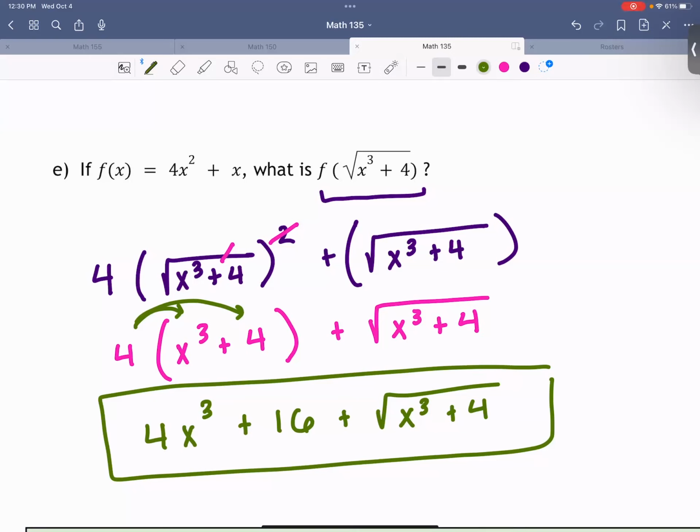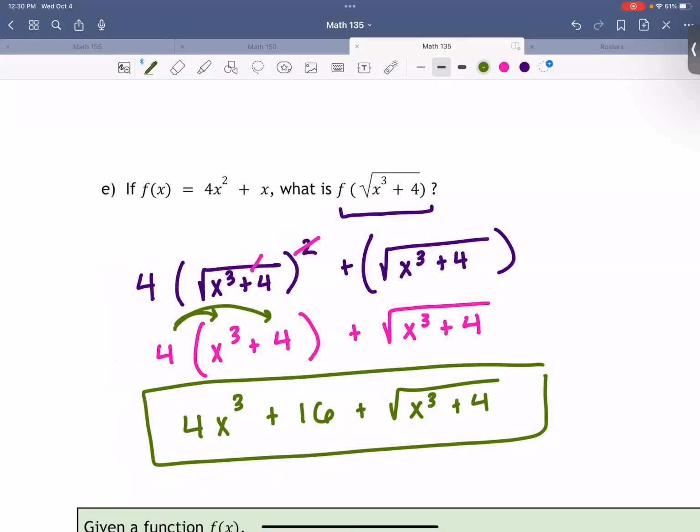So this is kind of the end of plugging stuff in with that function notation. We will talk about it a little bit more, especially a little bit later in this class. So I would say if you're feeling a little shaky on this, the quiz is on this.